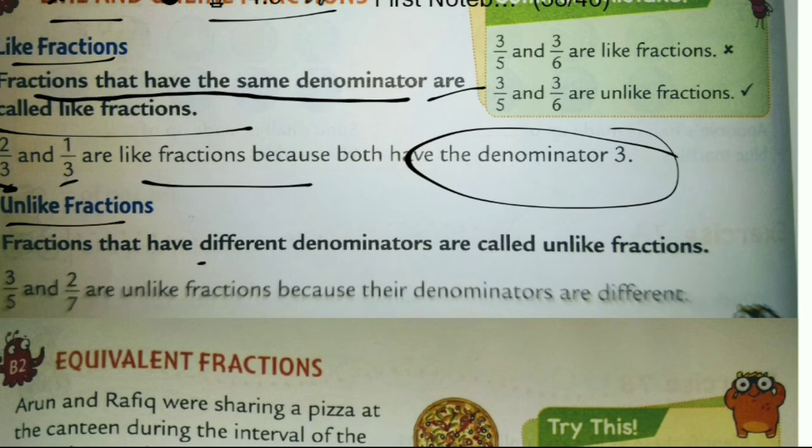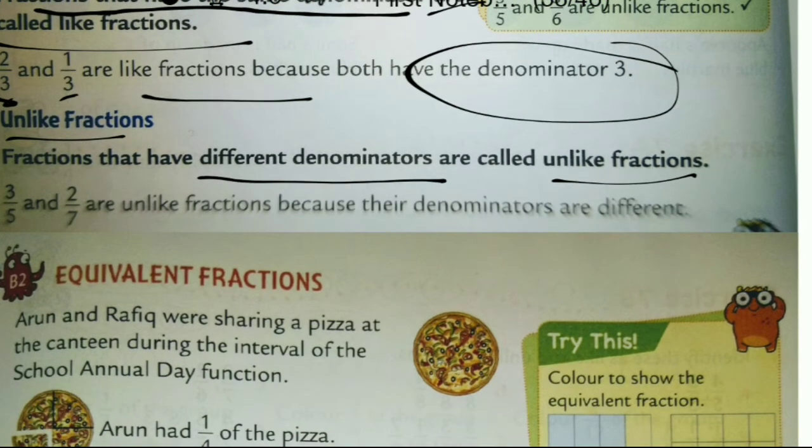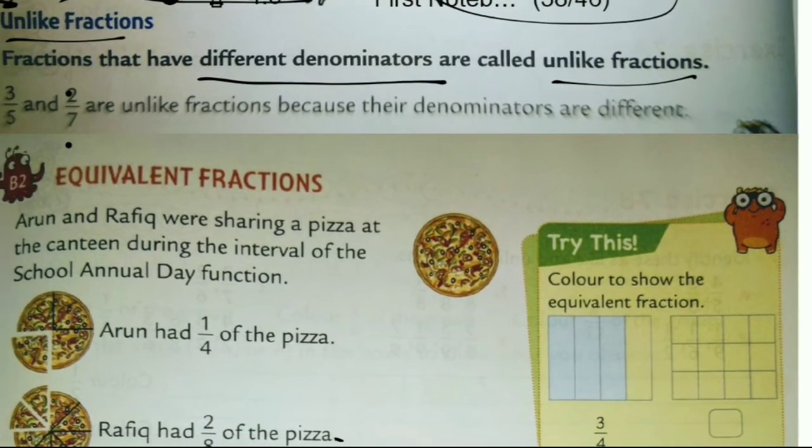Unlike fractions means we have different denominators, and that is known as unlike fractions. For example, 3 by 5 and 2 by 7. Okay, if we have the same denominator, that is known as like fractions. If we have different denominators, we can say that it is unlike fractions.